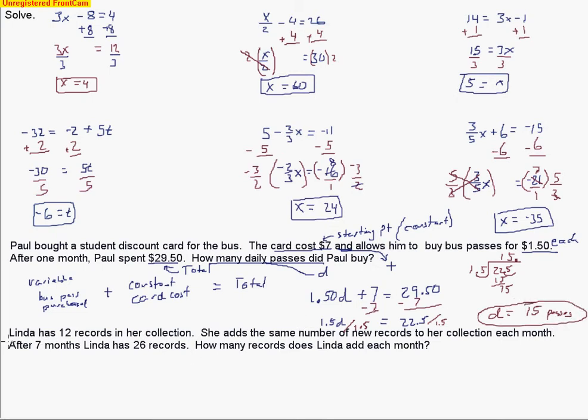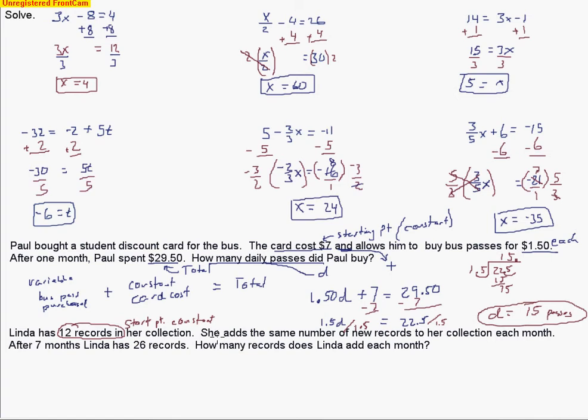Now the next problem talks about how Linda has 12 records in her collection. Okay, this is a starting point. So just like the last one, we had a card cost of $7. That was the starting point. Here, this is our starting point. And so from there, that would be our constant. So our formula is going to have a constant, a variable amount, and a total.